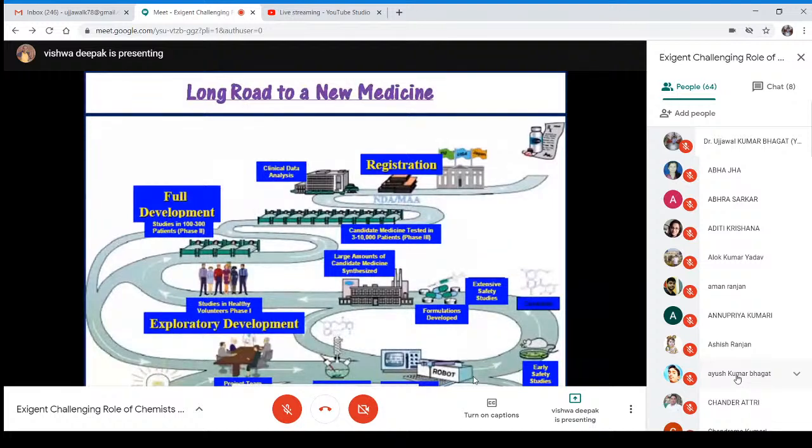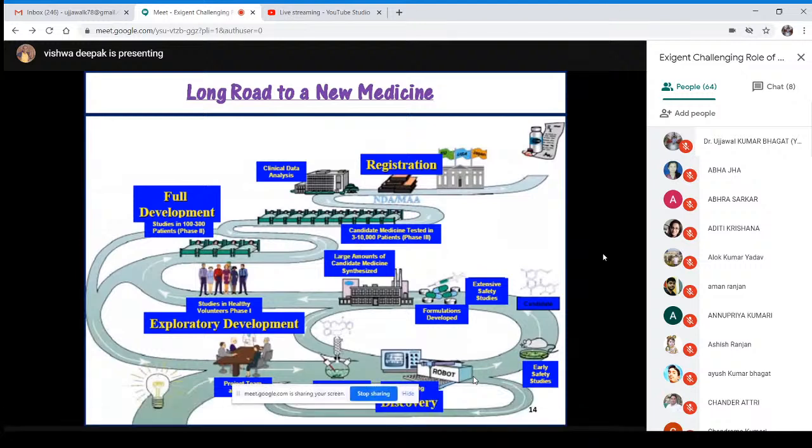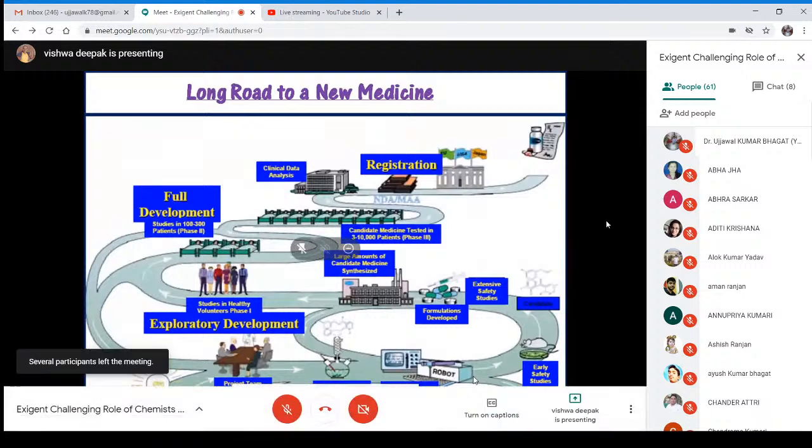2 days back, I was seeing in the news that one of the vaccines from Bharat Pharma has got the permission for phase 2 clinical trial. So this is the stage of phase 2 clinical trial. Now in phase 2, the molecule will be tested on diseased persons, not healthy volunteers. And if phase 2 is covered, then it will go to phase 3. And in phase 3, it will be tested on a large scale, in hospitals in various cities.